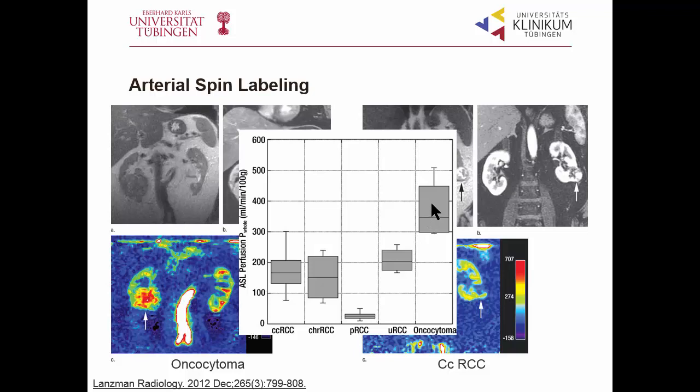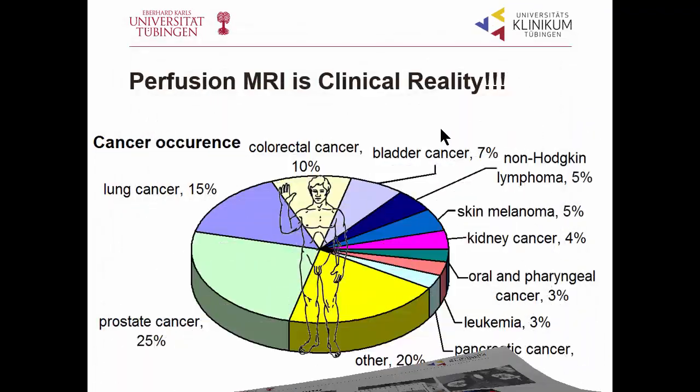And with ASL, we can see that there's a significantly higher perfusion for oncocytoma compared to all other types of clear cell carcinoma. So we can use arterial spin labeling perfusion potentially to differentiate those tumors. However, one has to say that the investigated groups were still quite small, with about 50 to 60 patients.